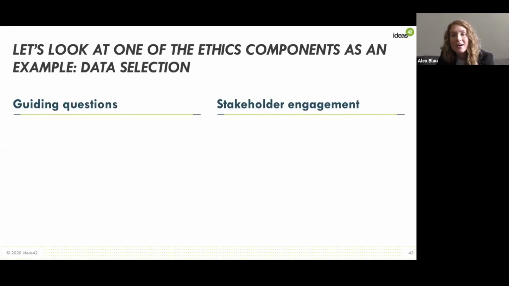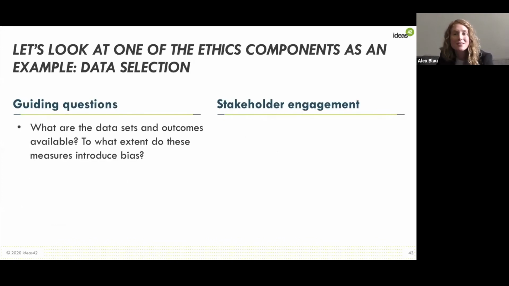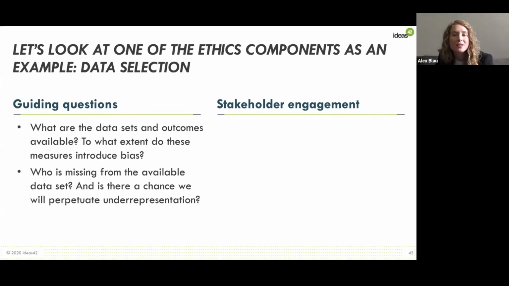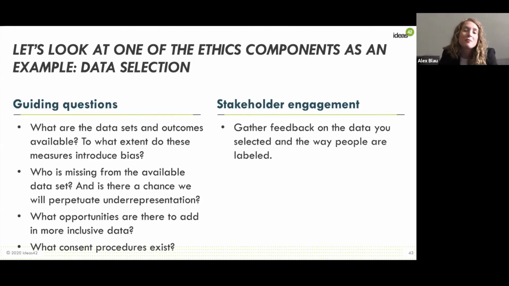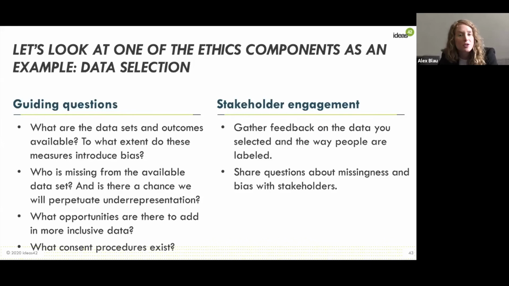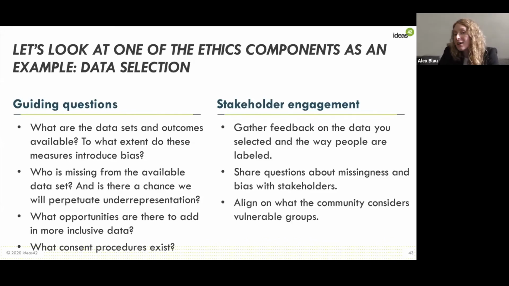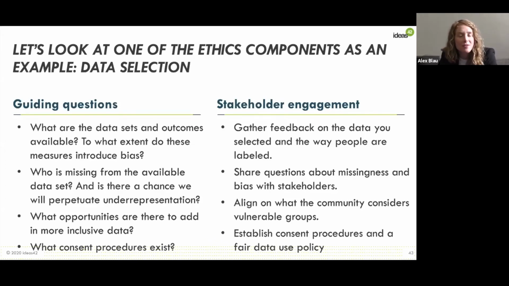And with that come some questions. So team members have to ask themselves, what are the data sets? What are the outcomes available? And to what extent could these introduce or measure or perpetuate bias? Who's missing from the available data set? And is there a chance that that missingness will perpetuate underrepresentation? And are there opportunities to add more inclusive data, even if it comes at a cost? And then also, what consent procedures exist? Then the idea is to gather feedback from the community about those questions, share the questions about missingness with stakeholders, really align on what it means to be in a vulnerable subgroup, and finally, establish consent procedures and a fair data use policy around the algorithm and the systems that it might integrate.